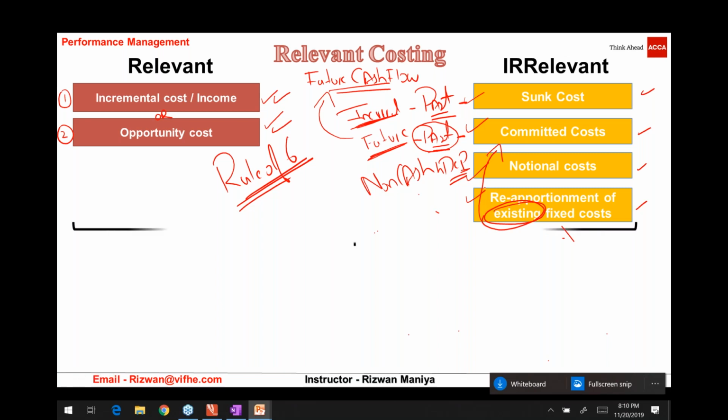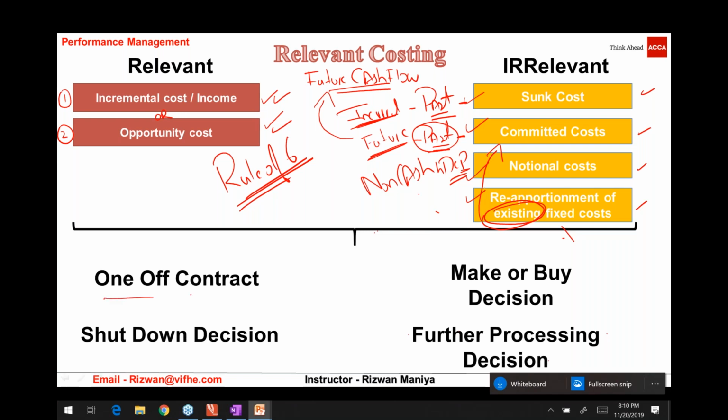Now we use relevant costing for certain types of decisions, and the decisions are very famous. One is the one-off contract. Now this decision is one where we use relevant costing principles to see whether we have to go for a one-off contract or not. Now what is a one-off contract? For example, any one-off opportunity that the business needs to avail in the short term. By availing that in the short term, business can get a long-term benefit. So one-off contract decision making is done using relevant costing principles.